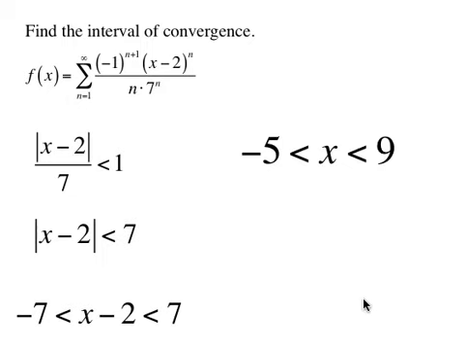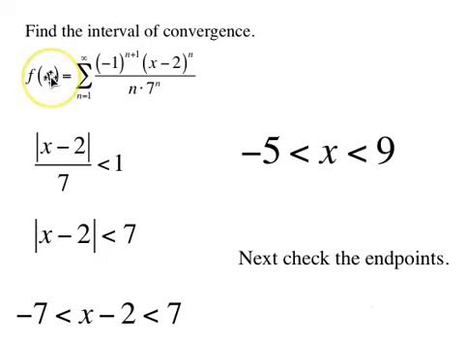All I have to do now, of course, is to check the endpoints. What's happening at negative 5? What's happening at 9? So we're going to plug 9 into this function. F of 9 will be the sum of negative 1 to the n plus 1, 9 minus 2 to the n over n times 7 to the n. And we'll determine whether or not that converges.